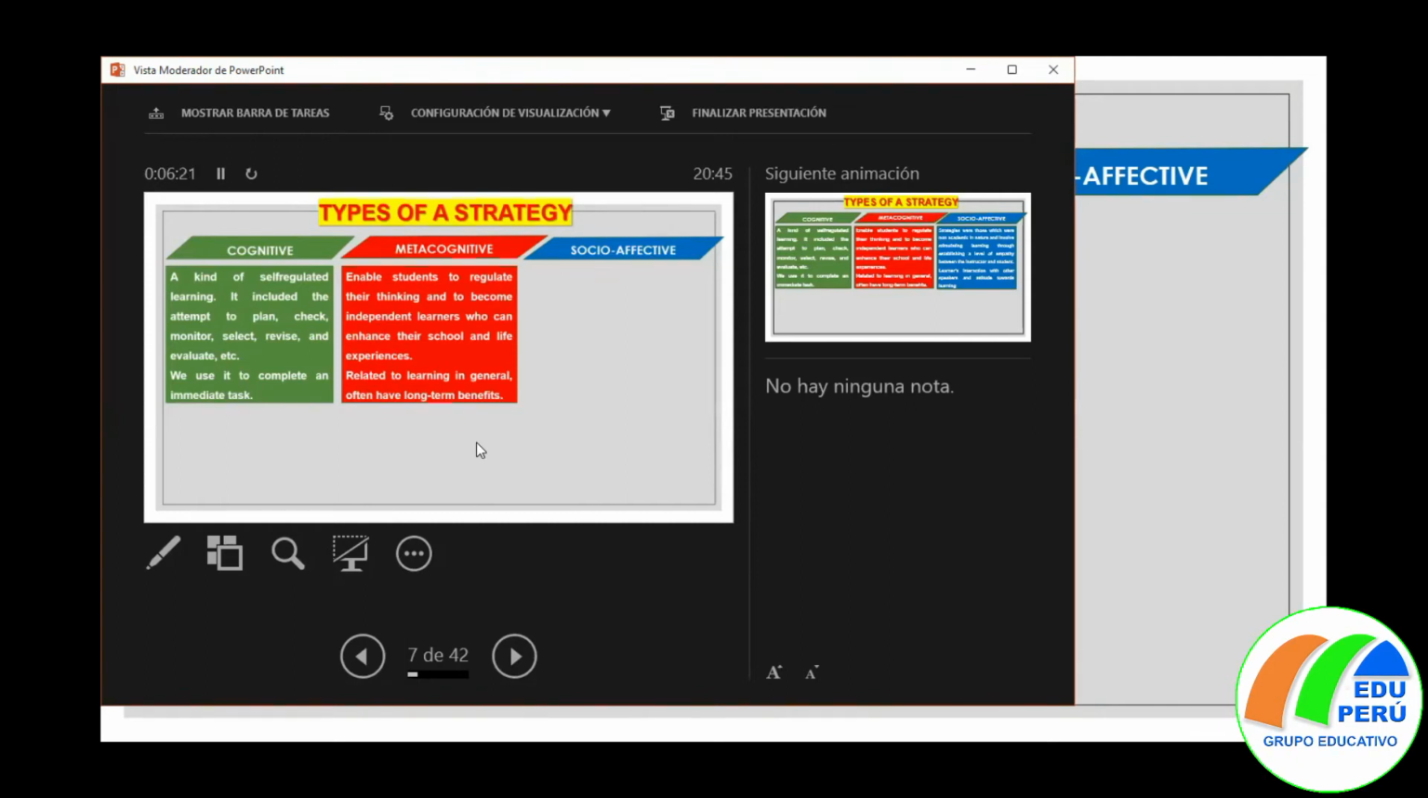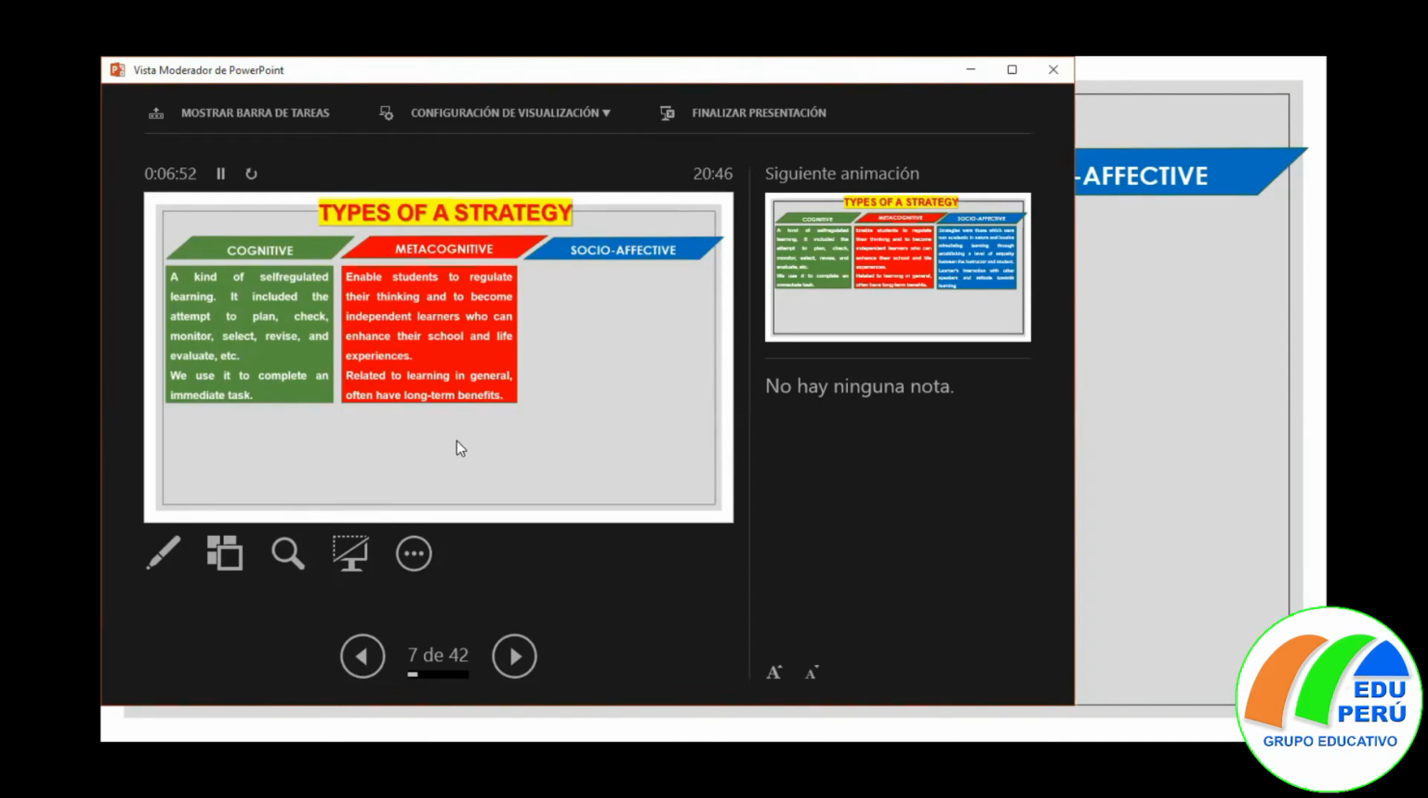What about the third one? Socio-affective, that is very important too, all right? Sometimes when we teach something, not specifically a language, any other kind of subject, we emphasize mostly the cognitive aspect of learning. To analyze, to deduce, to infer, to complete, to understand, to decodify. This is the cognitive aspect of learning.